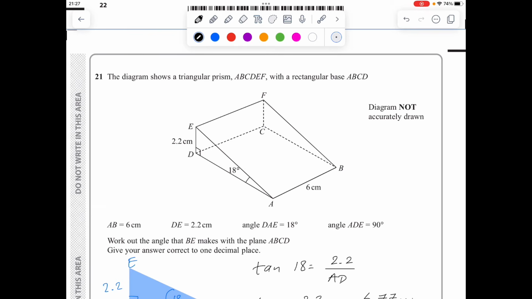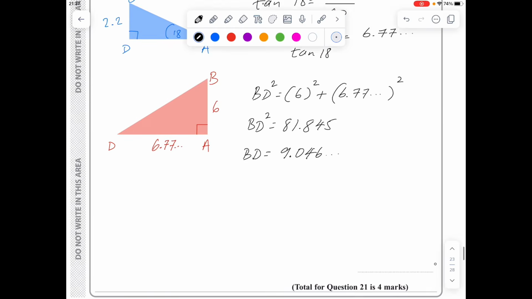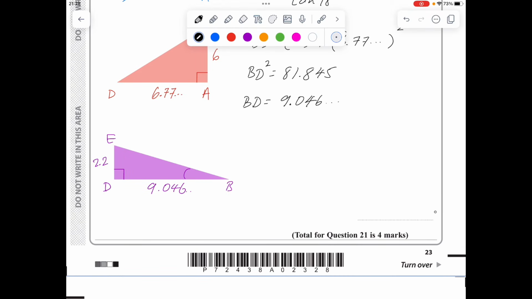And finally, to find the angle between BE with the plane ABCD, I'll use the following triangle. Let's extract this triangle as well. So using the tan ratio again, tan of angle B is equal to opposite over the adjacent, which is over 9.046 and so on. B is inverse tan of this fraction. Put this on the calculator and you'll get 13.7 degrees to 1 decimal place.